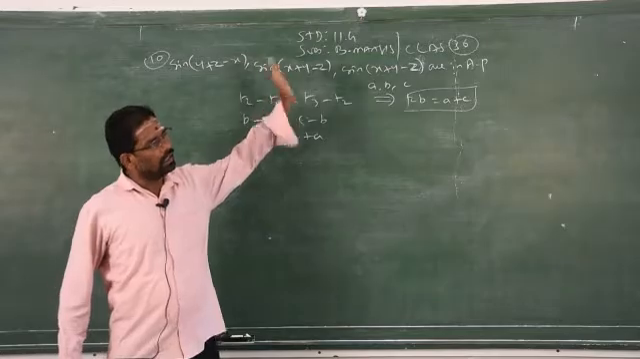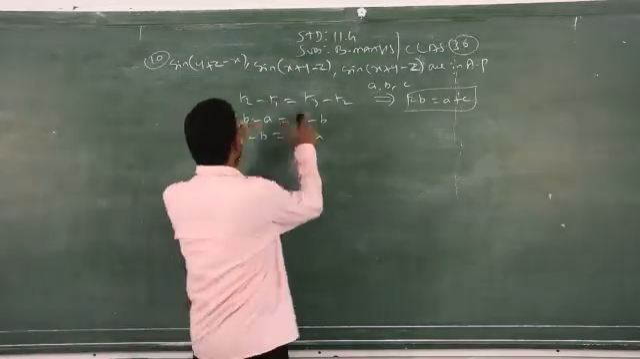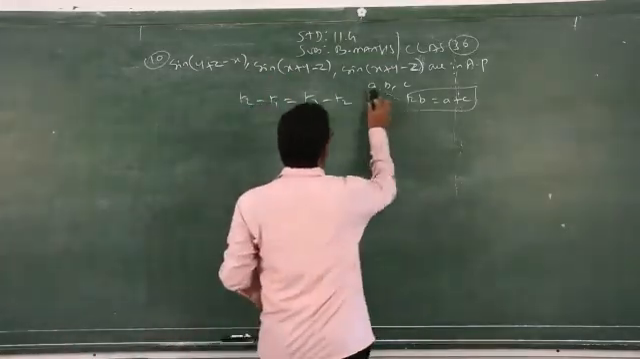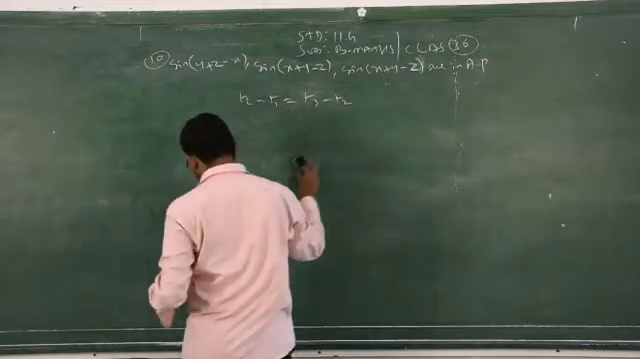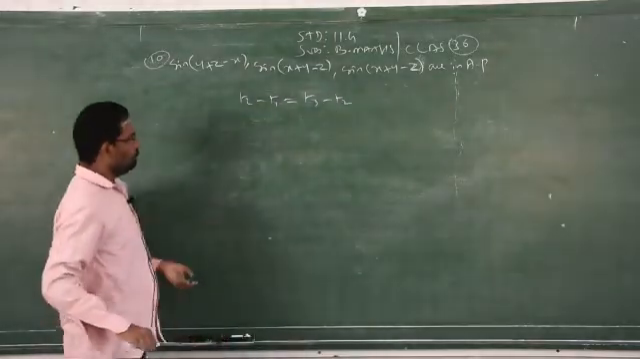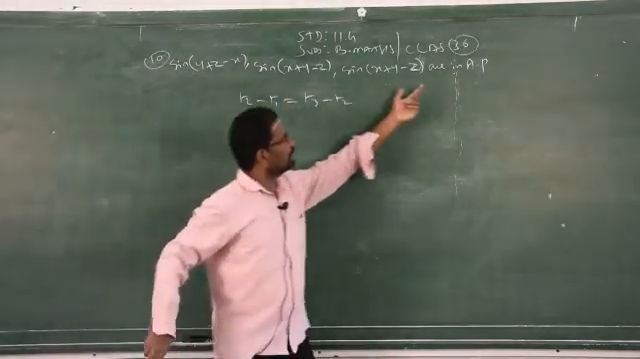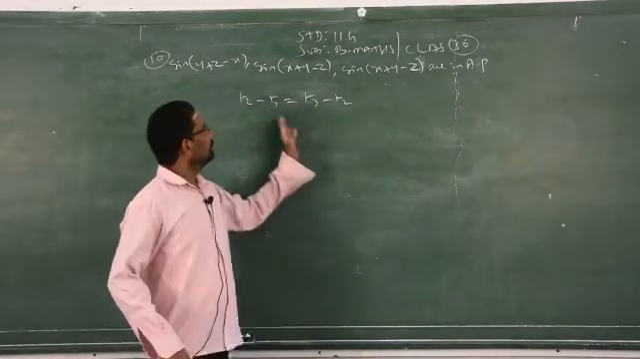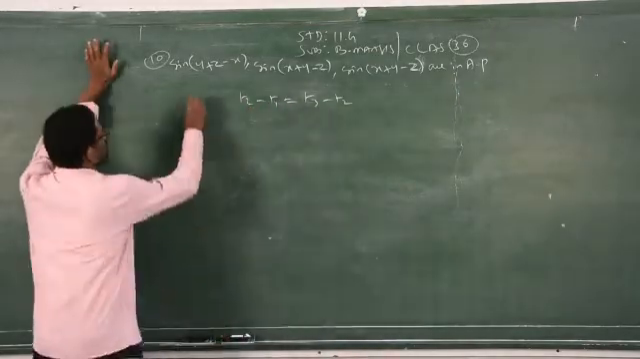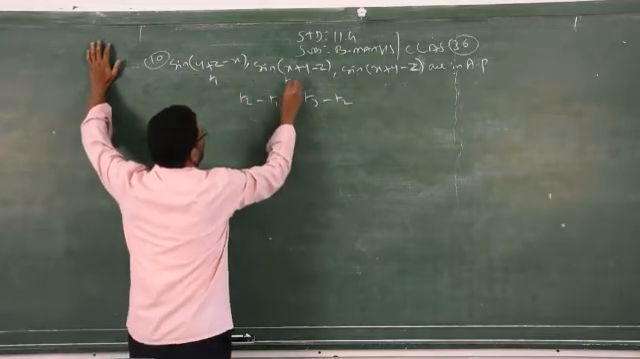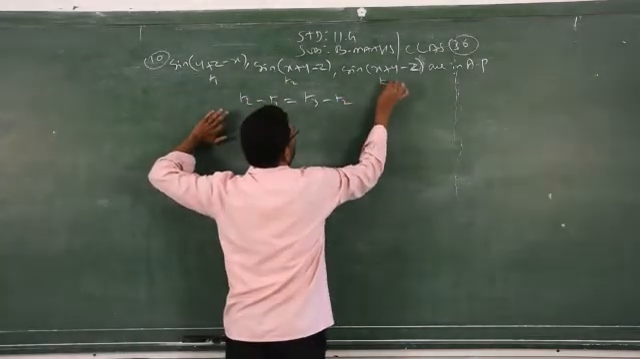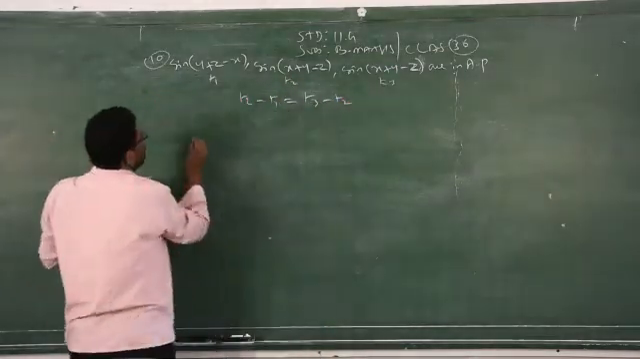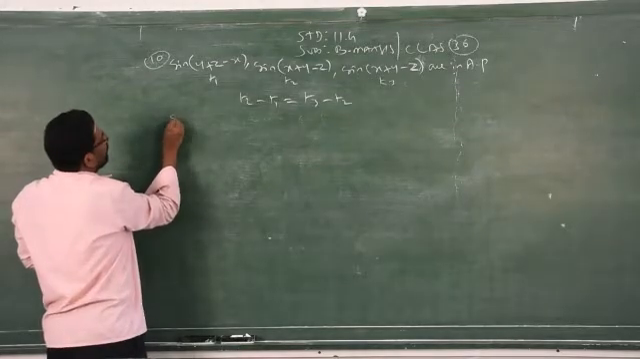Here it is given already as an AP. So therefore you have to apply this formula, T2 minus T1 and T3 minus T2. Why do we need to apply this formula? Because it is given already in AP. So you have to apply T2 minus T1. This is T1, T2 and this is T3. Just apply this formula.